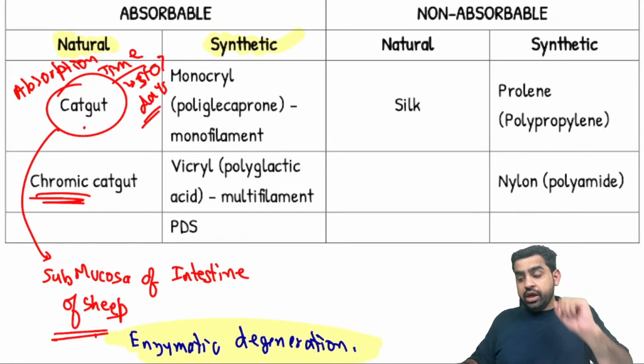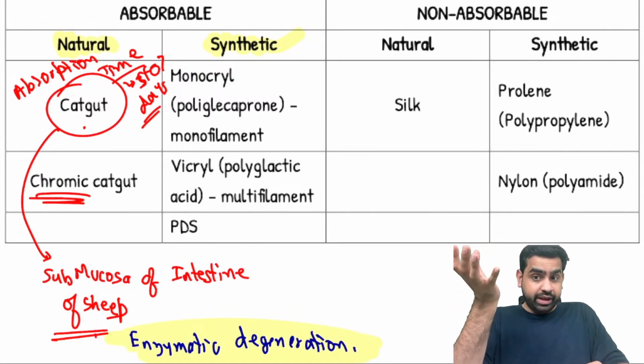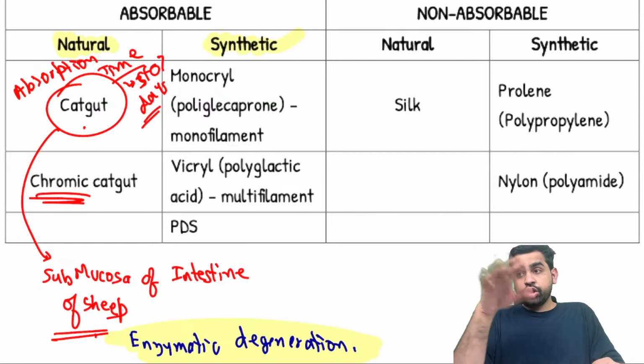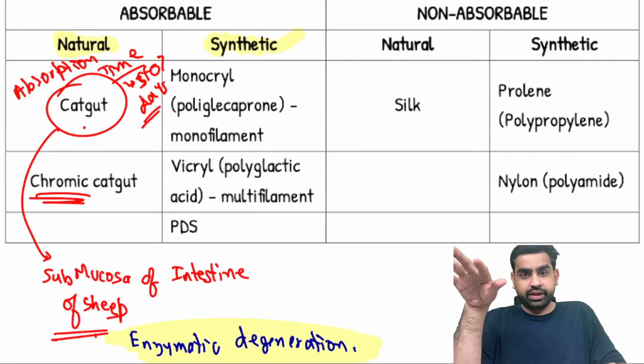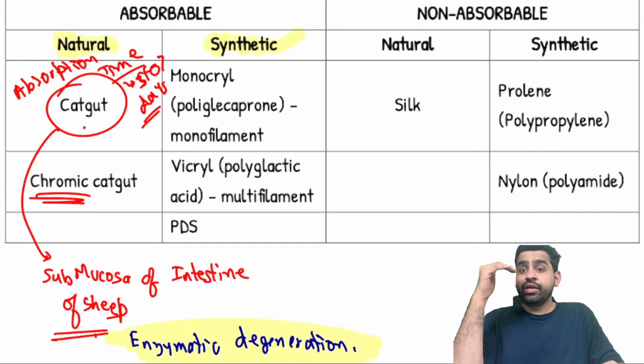Enzymatic degeneration. Whenever enzymes come into play, what happens? It's an exothermic reaction. And because it is an exothermic reaction, what is it going to cause? It is going to cause a lot of induration and fibrosis and everything, right? So that is what you need to understand over here. Catgut, naturally occurring absorbable sutures, enzymatic degeneration. That is what you need to understand over here.